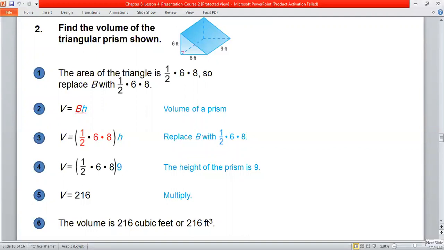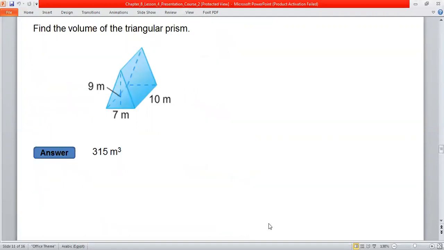Look with me at this example. We have here a triangular prism. Why is it a triangular prism? Because I have a triangle in one base and another triangle in the other base. Can you help me find the volume? The volume is base area times height.